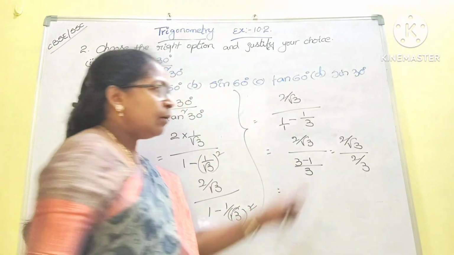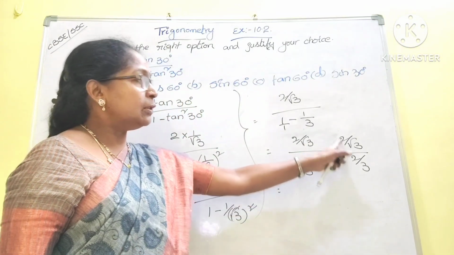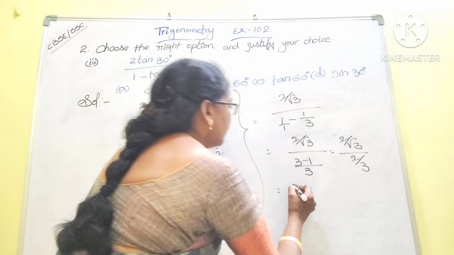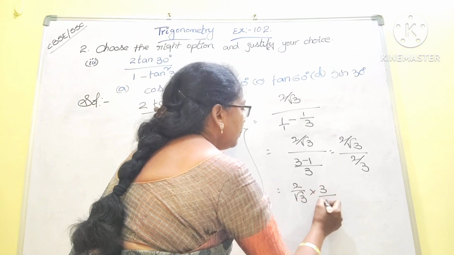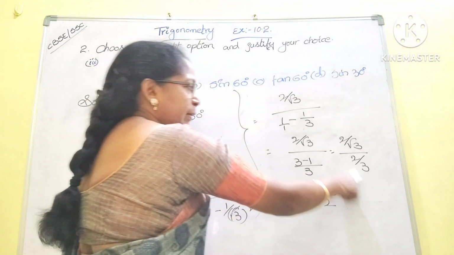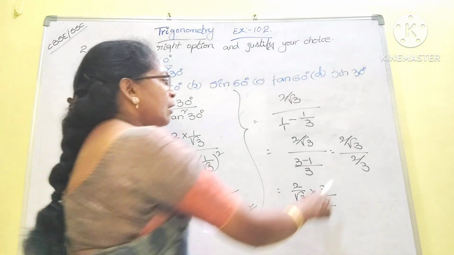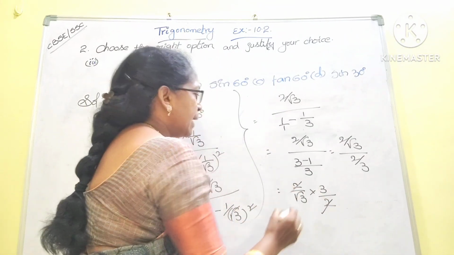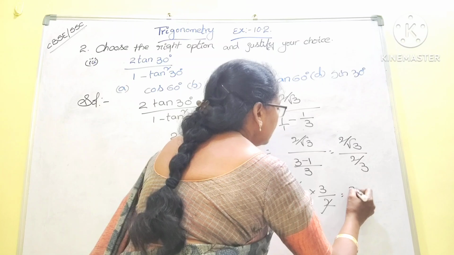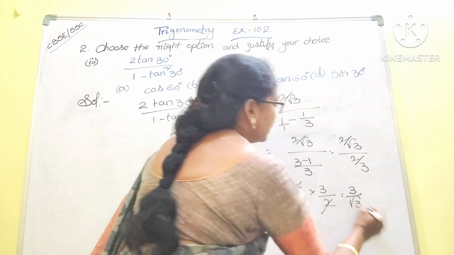Now here two fractions are there, both in the numerator and denominator. Now you have to do 2 by root 3 into 3 by 2. It will become the multiplicative reciprocal, so 2 by 3 becomes 3 by 2. Now 2 and 2 will be cancelled. The value is equal to 3 by root 3.